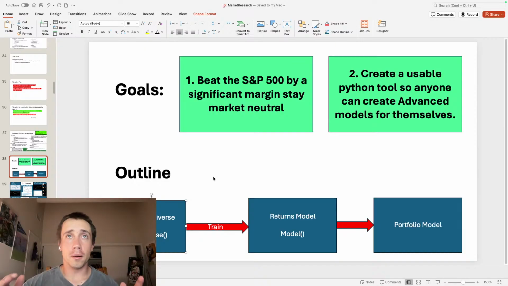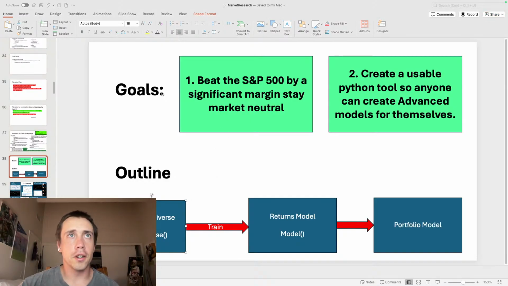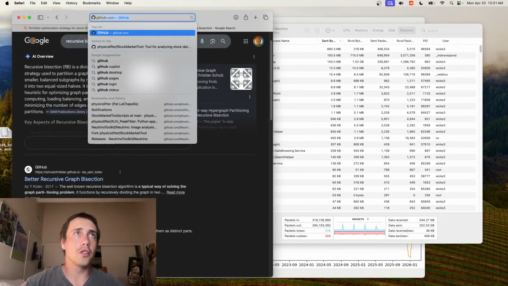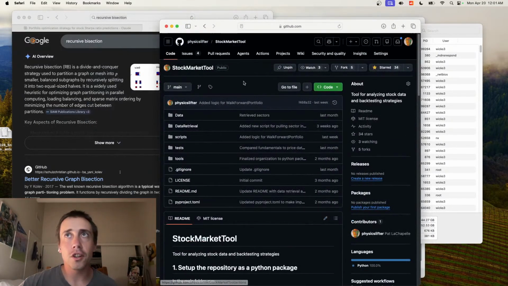Now, I'm writing all of this in Python code, so I have a secondary strategy, which is to create a usable tool so that anyone can create these models for themselves. I have this on GitHub, so if you're interested in that, go check out the GitHub for this project. The link's in the description. Download it, try it out for yourself, and let me know how it goes.